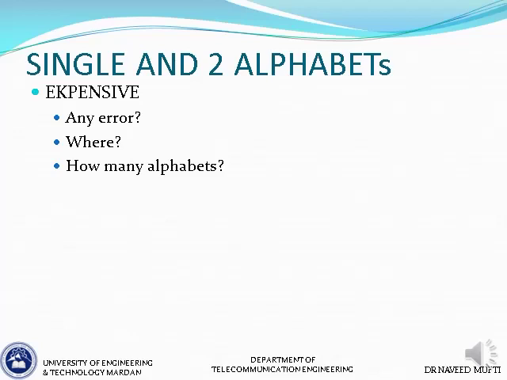So consider yourself as a receiver which has received this word, which is spelled as expensive. So it has received expensive, and you as a receiver are trying to guess if there is an error and where is an error and how many alphabets are in error. Using your current knowledge of the English language, in your mind you are able to detect if it has an error or not.